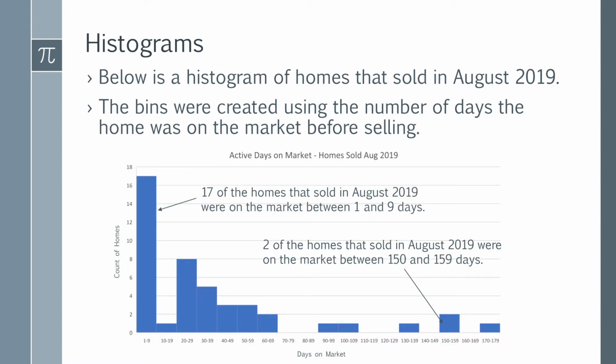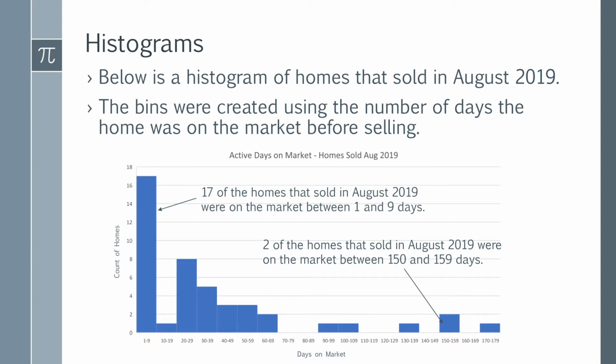So this histogram that we're going to look at is one of homes that sold in August of 2019. The bins were created using the number of days the home was on the market before selling. If we look at our histogram, our horizontal axis represents the days on market, and the bins are 1 through 9 days, 10 through 19 days, 20 through 29 days, and so forth. And then up our vertical axis are the count of homes that were sold that fell into those bins.